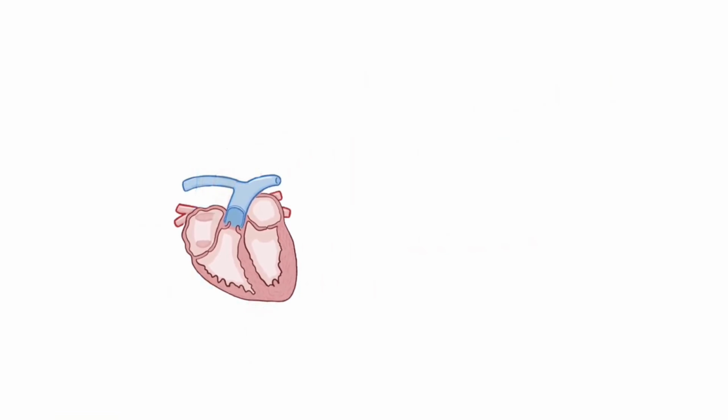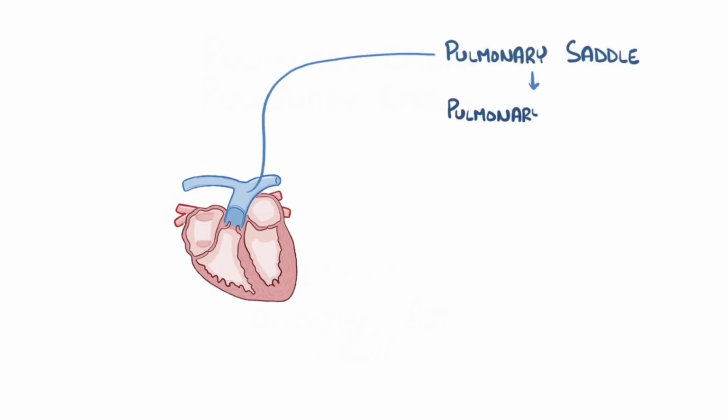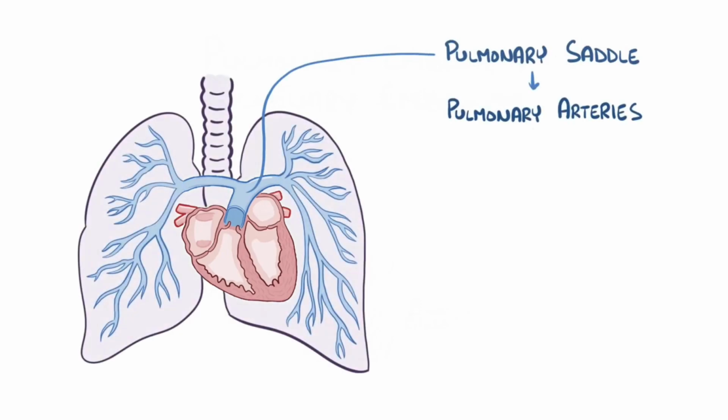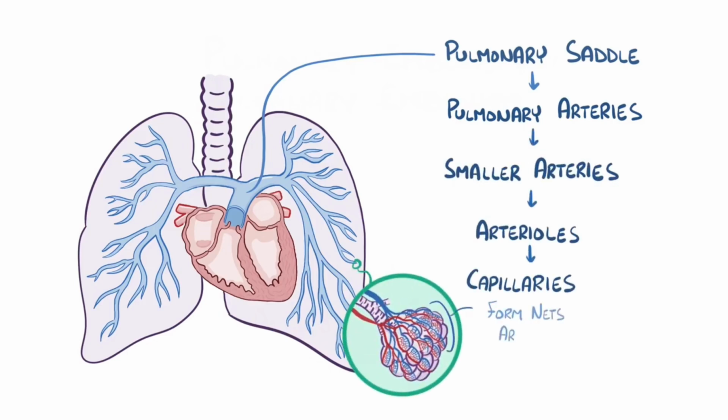The pulmonary artery splits at the spot called the pulmonary saddle, which looks a little bit like a horse saddle, and then the right and left pulmonary arteries enter their respective lungs. Subsequent branches off the pulmonary artery lead to smaller and smaller arteries, then arterioles, and finally capillaries that form nets around the alveoli, which is where gas exchange happens.